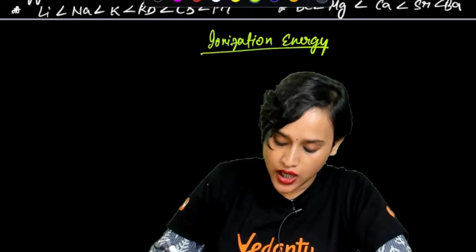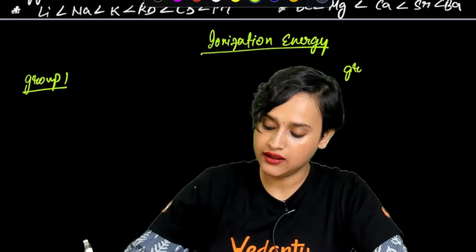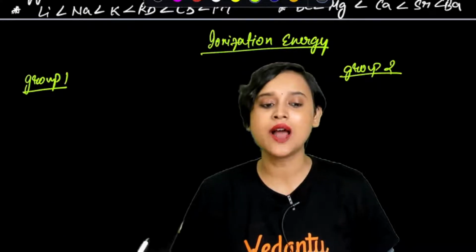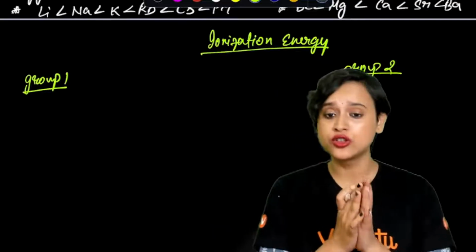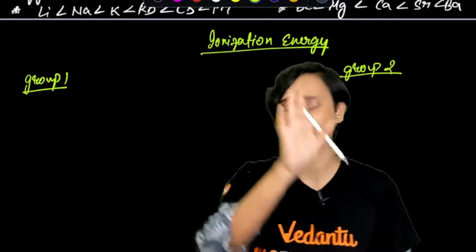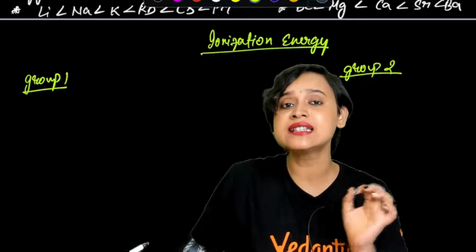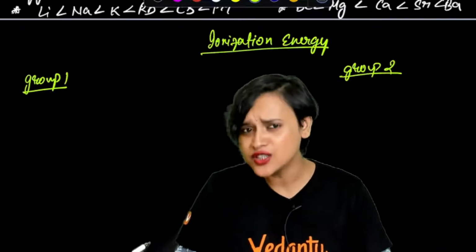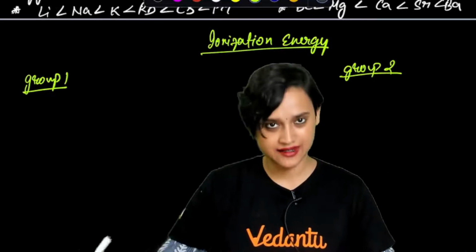So what happens to ionization energy? Once again, everybody make the table. Right here group 1 and right here group 2. So what happens in group 2? First group 1, everybody. Group 1 will have the least amount of ionization energy in a period. Do you know why? Because I just told you that they are really bigger in size, isn't it?